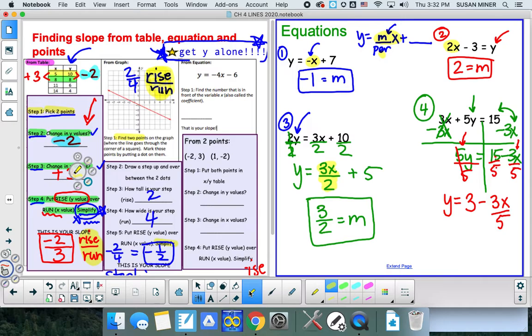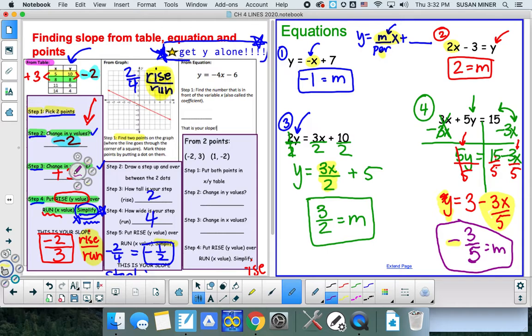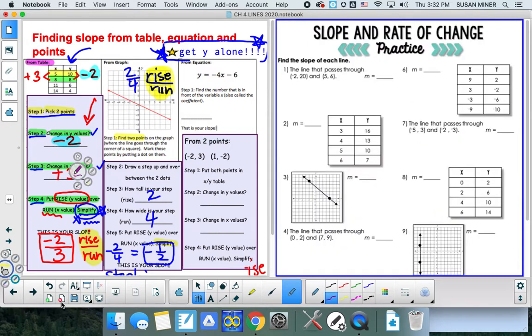Once I get to here, and y is by itself. Oops, sorry, I thought I had a highlighter there. Y is all by itself. Then I can look for my x term, right? There it is. And the number that's connected to my x. Now, you guys, the number that's connected to my x, negative 3 over 5, that's my slope. Let's say equals m. Negative 3 over 5 equals m. There's my slope. So that's from an equation.